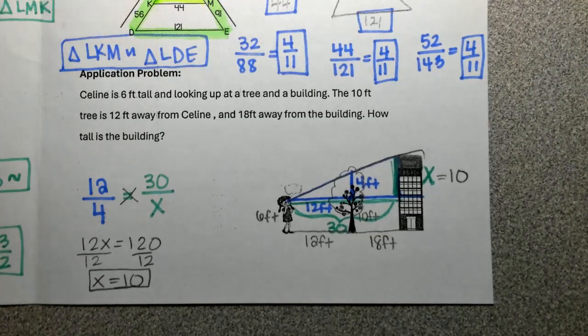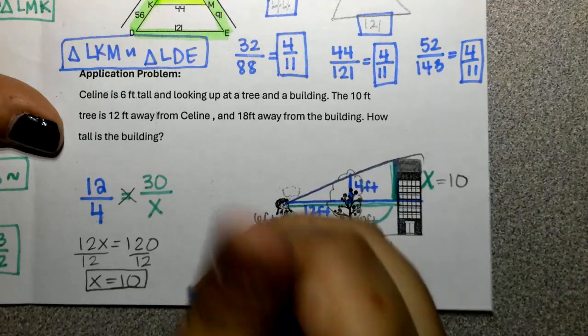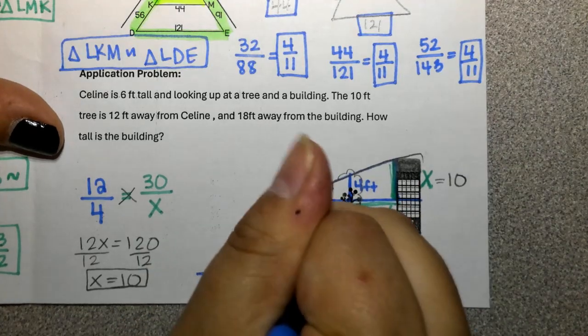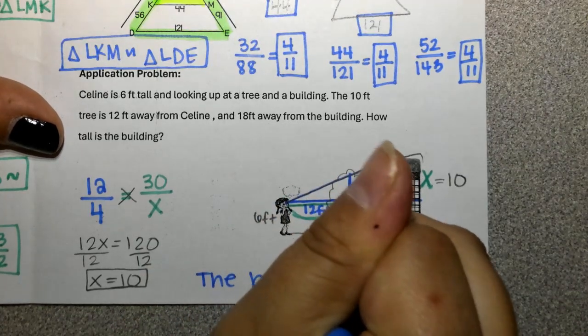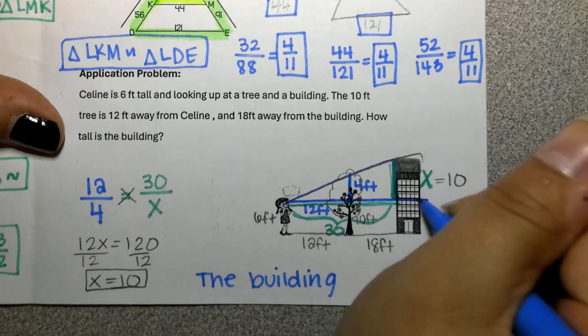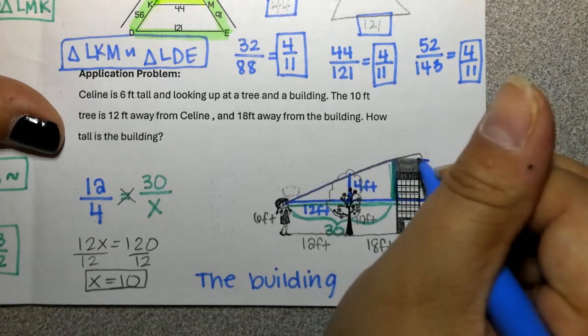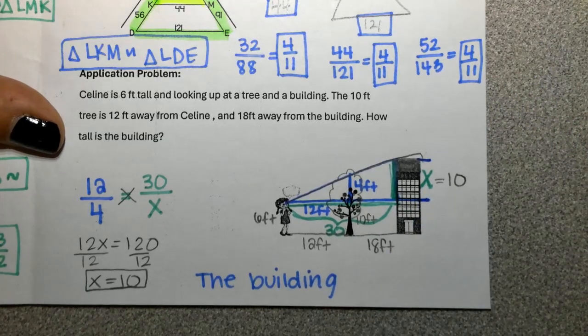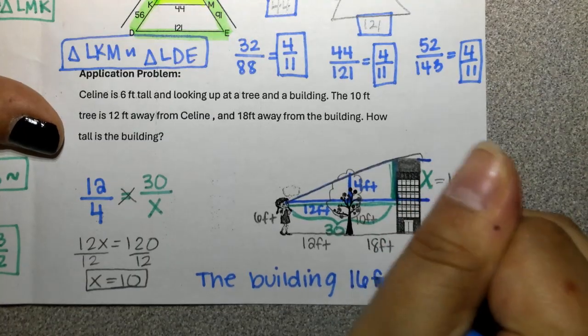Pause. What does my question ask? How tall is the building? The building is not 10 feet tall. X is 10. But X is from here to here. How tall is the building? Why is it 16 feet tall?